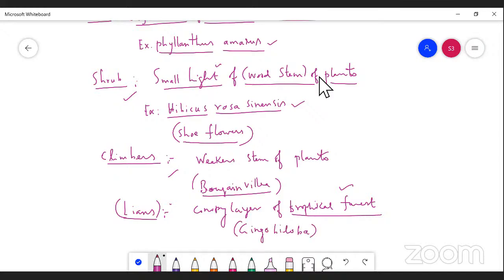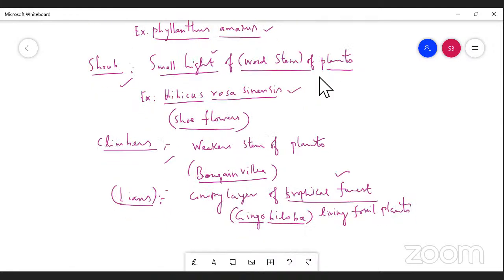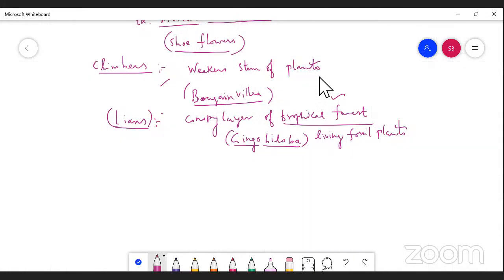The ancient plants, the living fossil plants. Another example is trees.